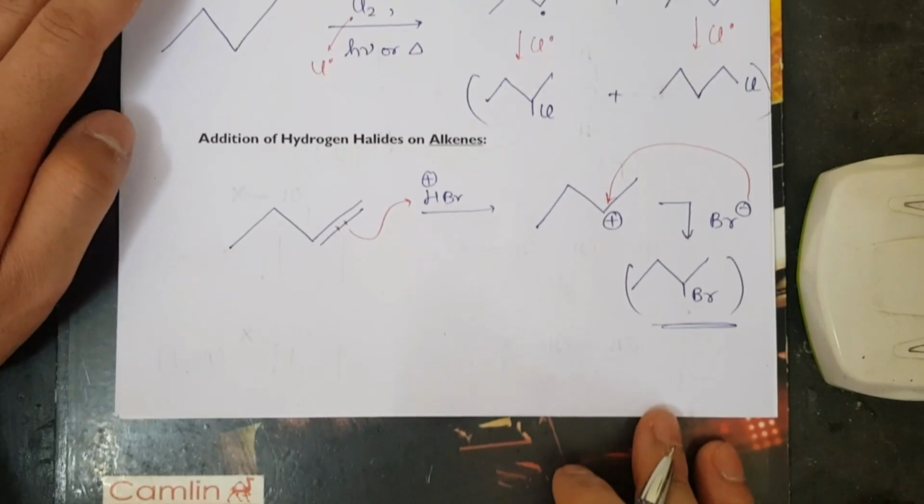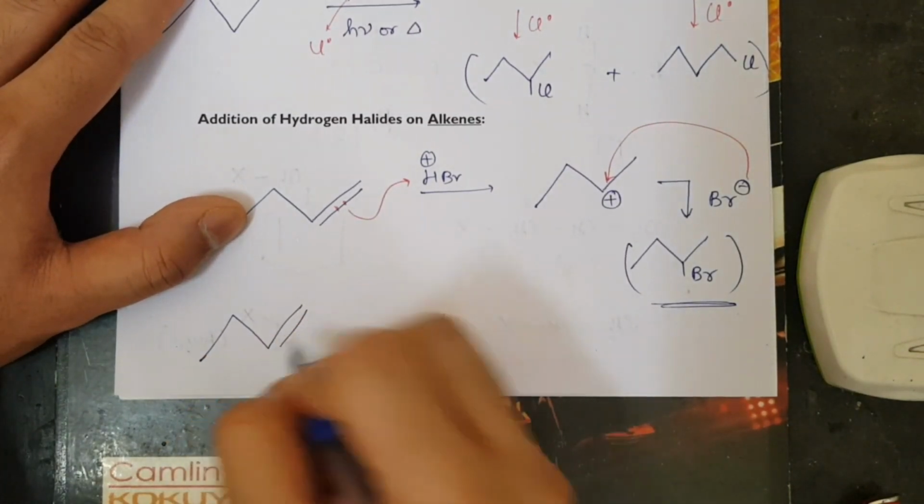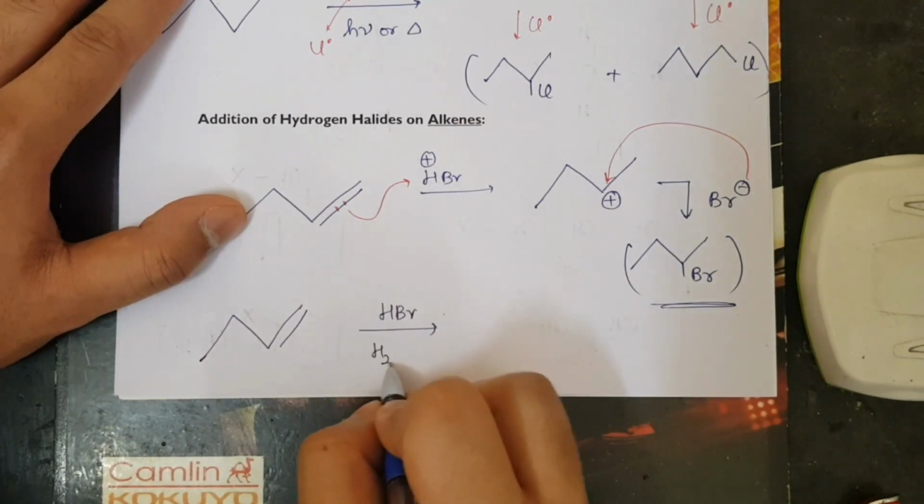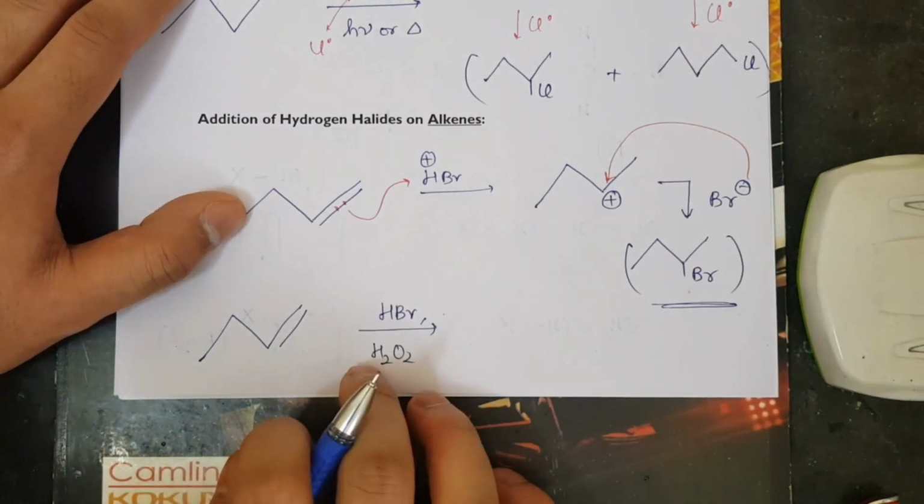So once again alkyl halide is formed. But what has actually happened if I would have taken the presence of the peroxide? So like H2O2 is a peroxide. Any peroxide can be taken, R2O2. I am taking H2O2 here.